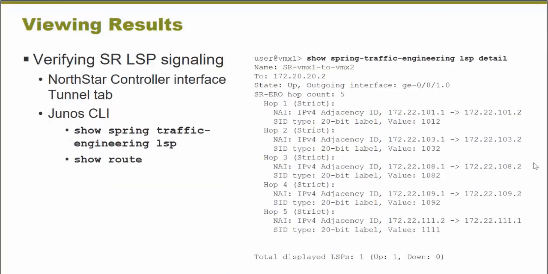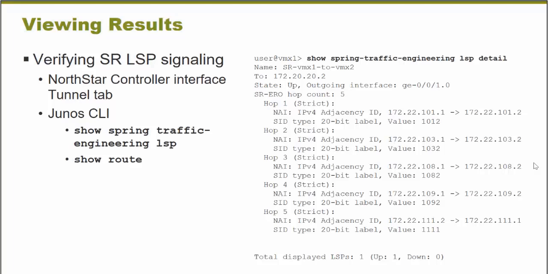Once the segment routed label switched path has been provisioned to the ingress node, there are some operational mode commands that I can execute on that node to determine the label switched path status. In operational mode, there's a show spring traffic engineering LSP detail command. The output of that command will list all of the segment routed LSPs by name.